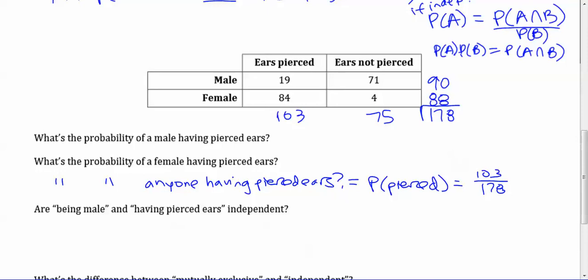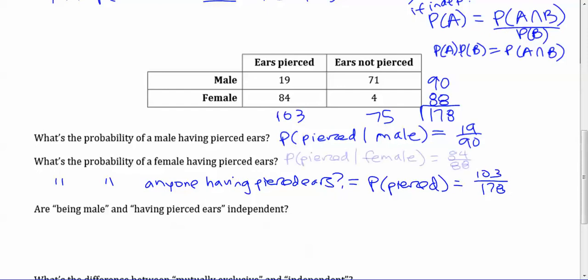So that's going to be the probability that someone has pierced ears given that you know that they are male. It's going to be 19 out of 90. The probability of a female having pierced ears. So here are people that have their ears pierced and are female, and it's going to be only out of the females. So my denominator is going to be 88. So the probability of having pierced ears given that someone is female is going to be 84 out of 88.